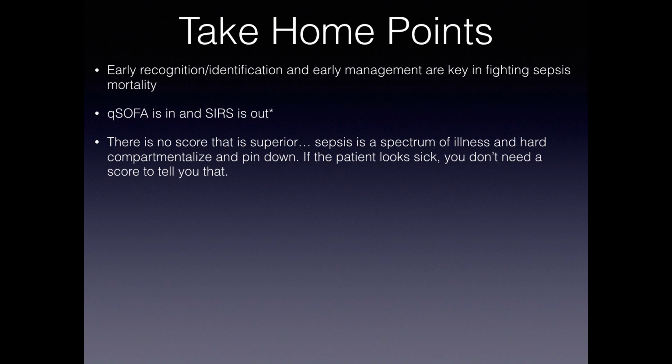No score is better than the other. I mean, we've already shown that. qSOFA is great at predicting mortality. SIRS is better at identifying those people that are at risk of sepsis. It's a spectrum of disease, and it's hard to pin down and kind of put in a corner. And if the patient looks sick, you don't need a score to tell you that, right?